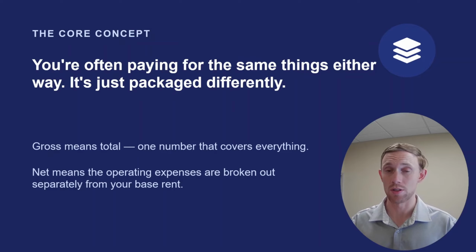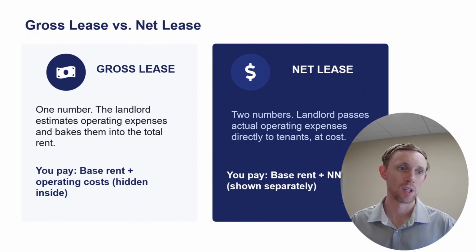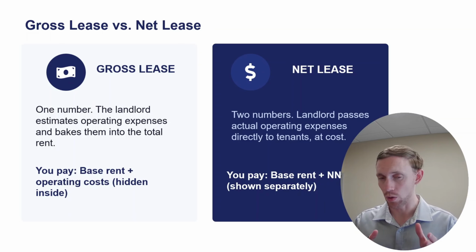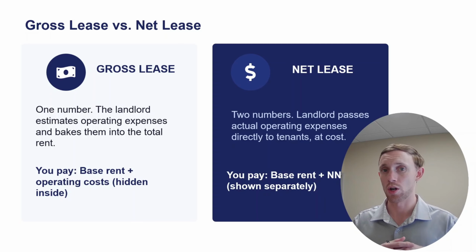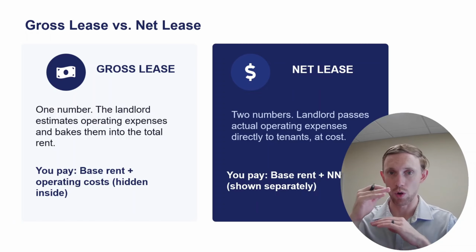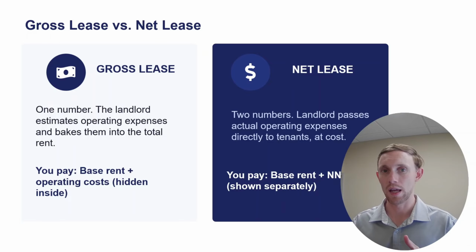So really simply, just a dictionary definition, gross means a total. It is the total number. It's one number that covers everything. Whereas net means that the operating expenses are broken out separately from the base rent. So gross lease versus a net lease. Gross, again, is one number. And the landlord is estimating their operating expenses and baking those expenses into that gross number. So they're charging you X amount and they're assuming that their expenses will be Y amount. And then the gross is that total amount. So you're paying a total base rent plus a hidden operating expense rent.